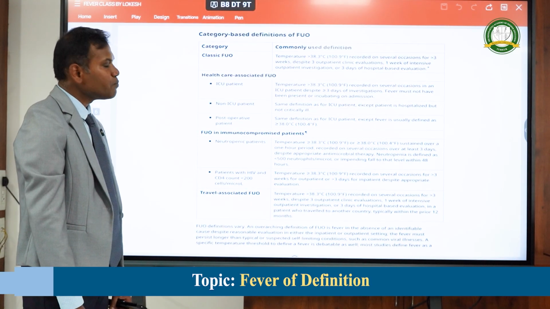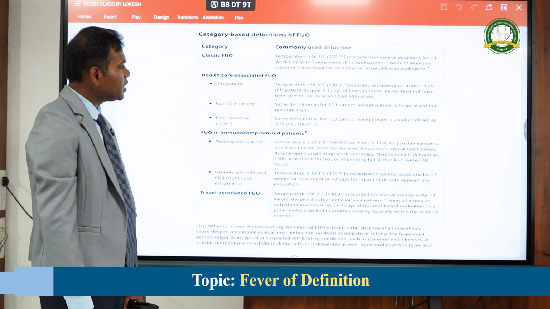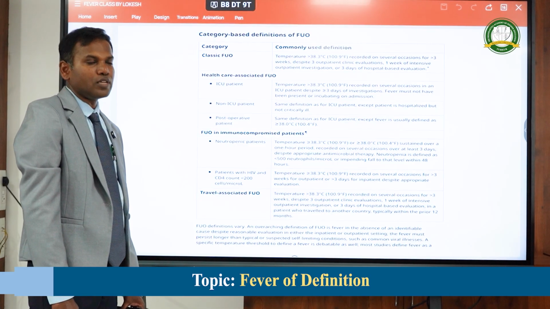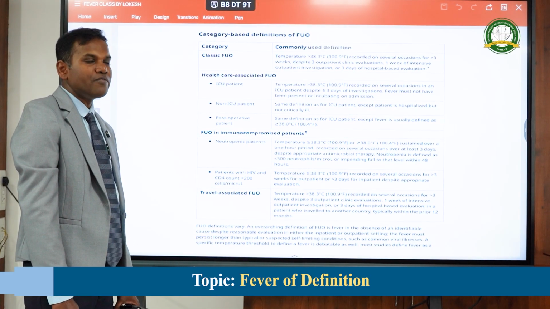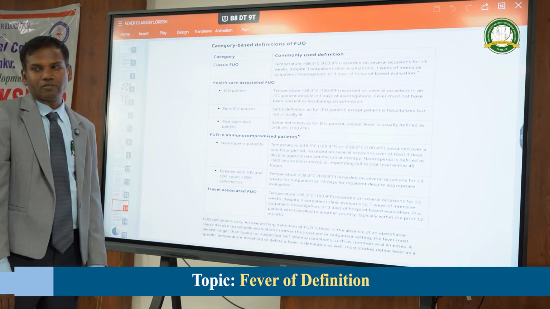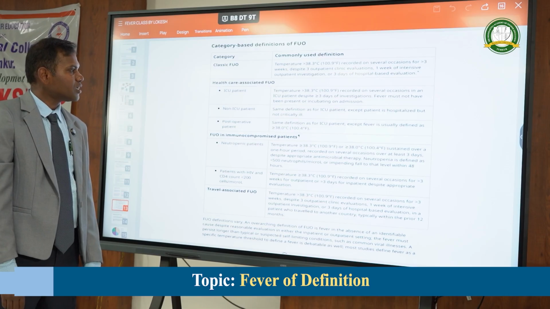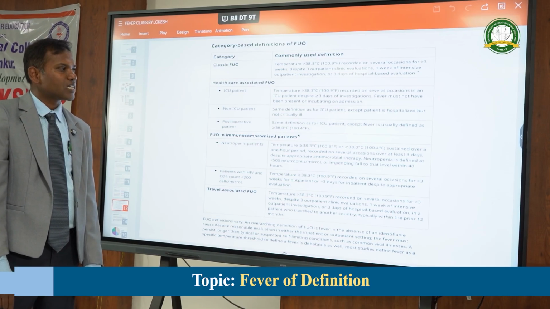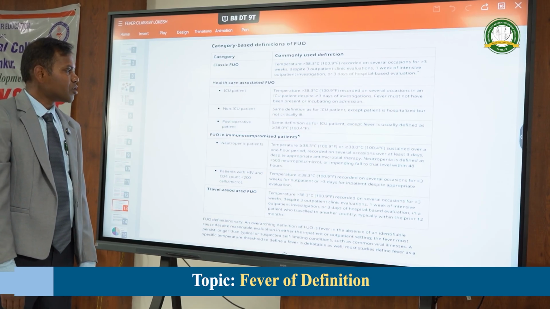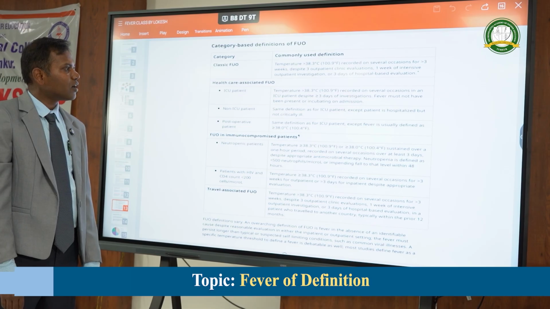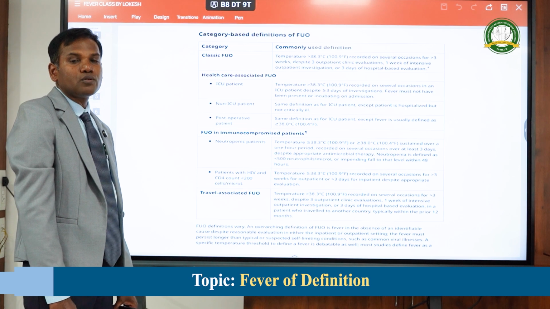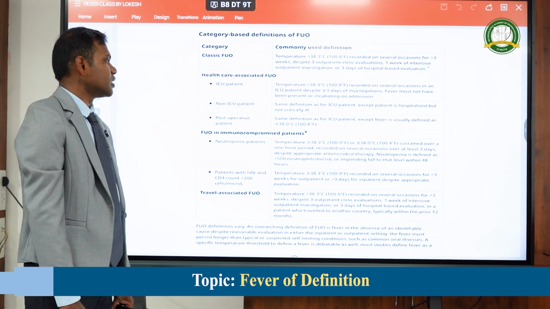ICU patient: temperature of more than 38.3 degrees recorded on several occasions in an ICU patient despite 3 or more days of investigation. Fever must not have been present or incubating on admission. Non-ICU patient: the same definition as for an ICU patient, except the patient is hospitalized but not critically ill. Post-operative patient: the same definition as for an ICU patient, except fever is usually defined as a temperature equal to or more than 38 degrees centigrade.